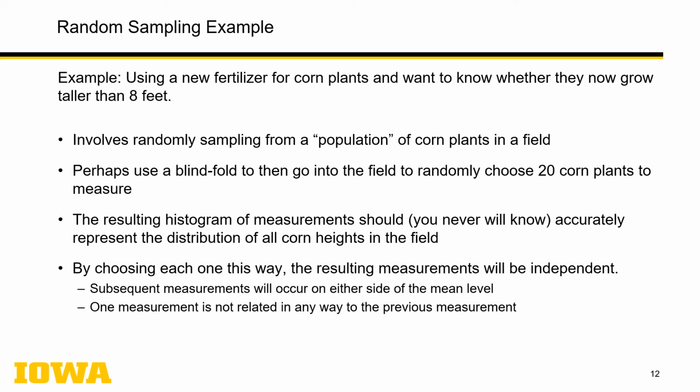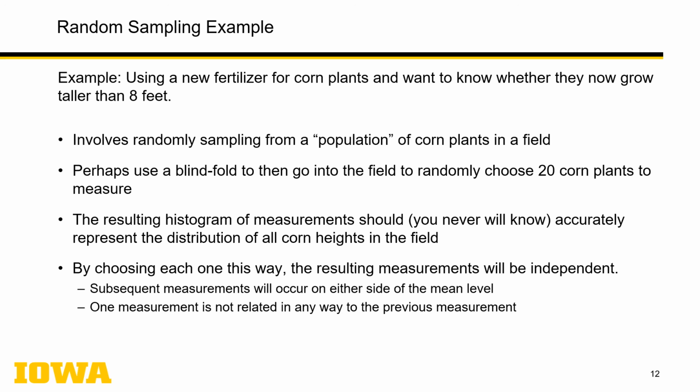Okay, so for example, here in Iowa, we're going to use a new fertilizer for corn plants, and we want to know whether they now grow taller than 8 feet, for example. So this kind of experiment is going to involve random sampling from a population of corn plants in a field. And we're going to assume the field is so big that there's kind of an infinite number of corn plants to be chosen for the sample that we collect. So maybe one approach, again, in order to not bias your association, is to use a blindfold. Go out and just randomly grab 20 corn plants to measure their heights.